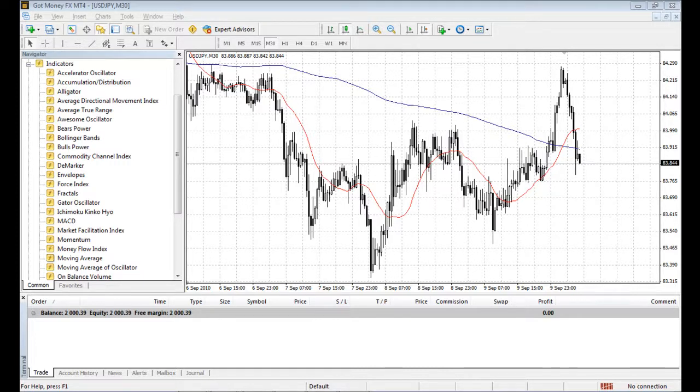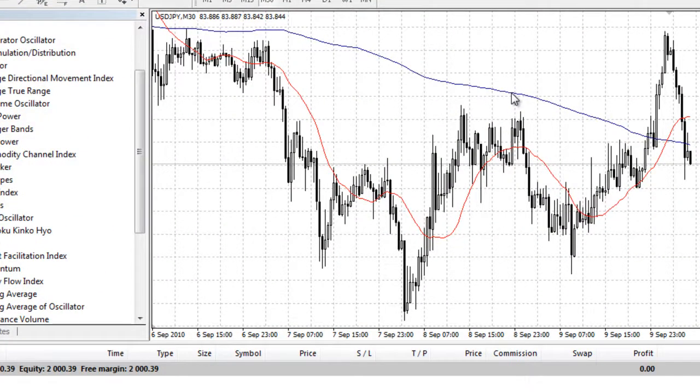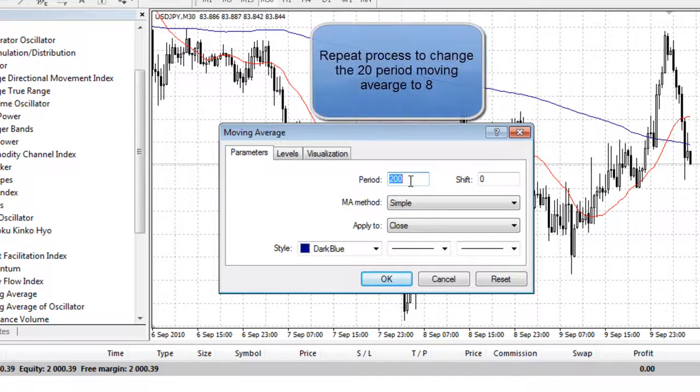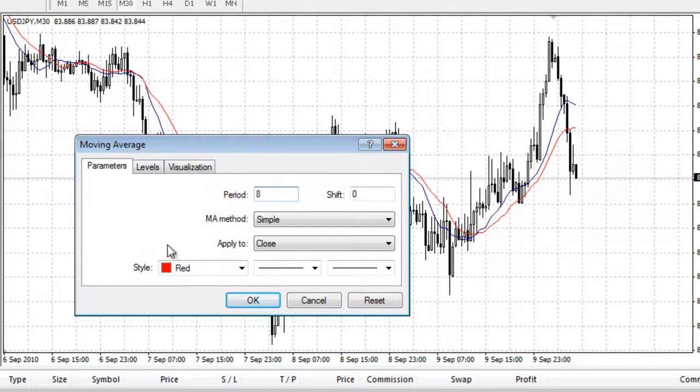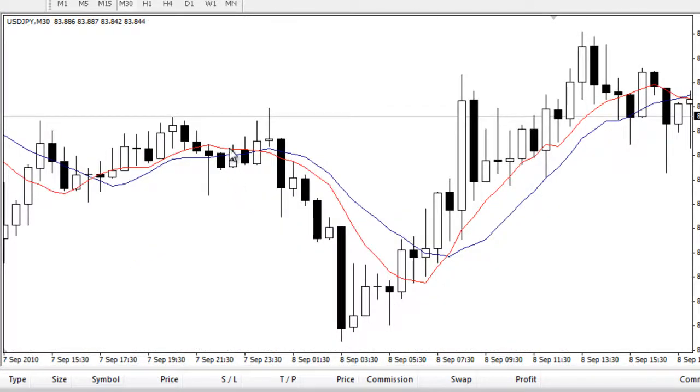I will now change the two moving averages on the chart from a 200 period and a 20 period moving average to an 8 and 13 period moving average. We change the settings of the moving averages by double clicking on the moving average, changing the settings to suit, and then left clicking on OK. When the smaller period moving average, which is the 8 period, which is colored in red, crosses below the blue line or the higher 13 period moving average, it predicts that the market is going to go down. When the red line crosses above the blue line, it predicts that the market is going to go up.